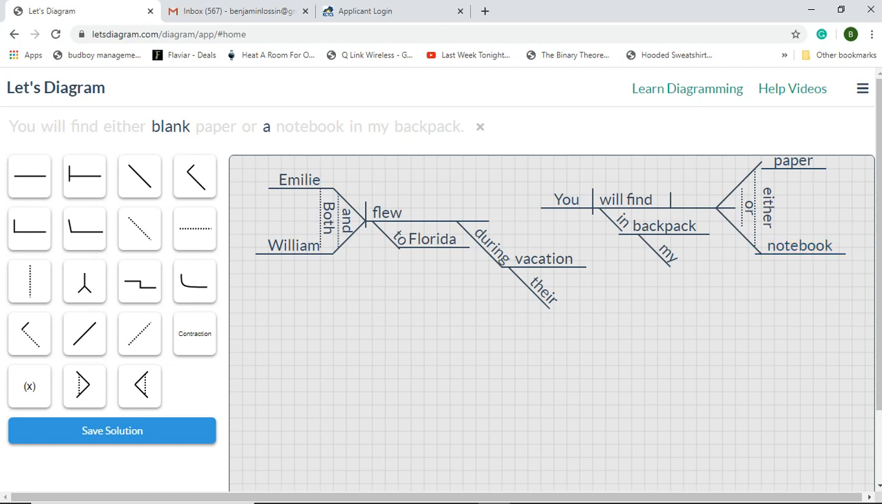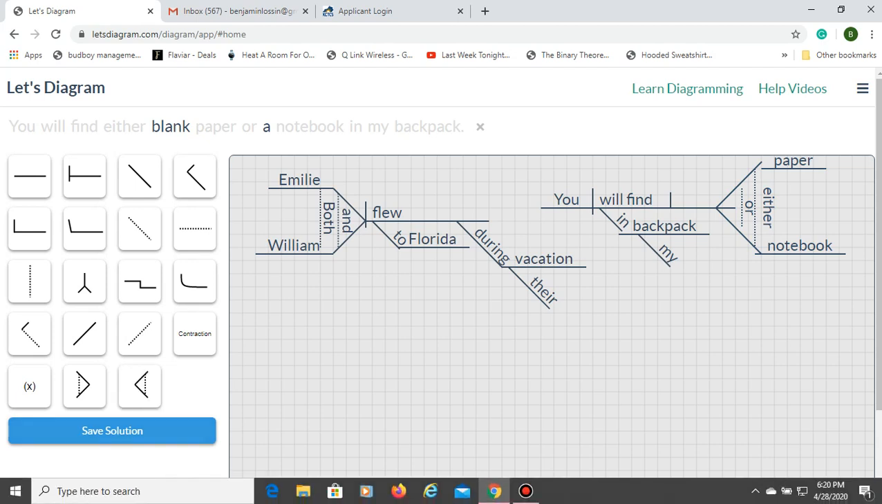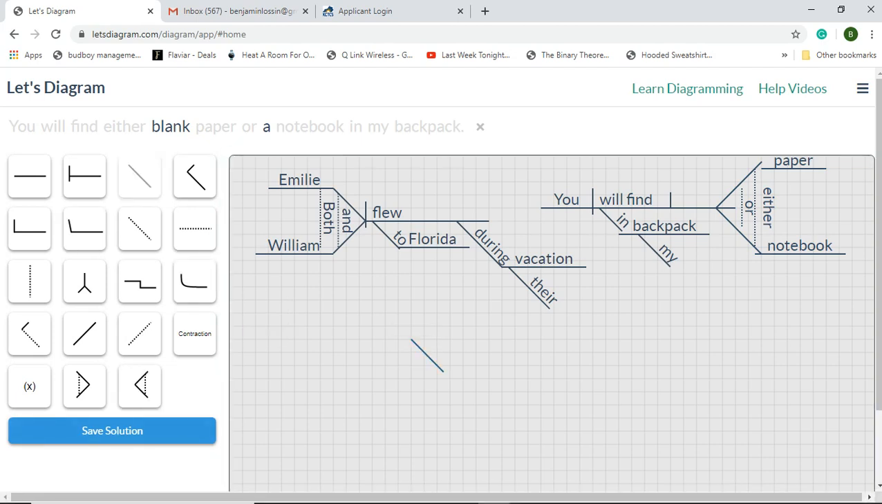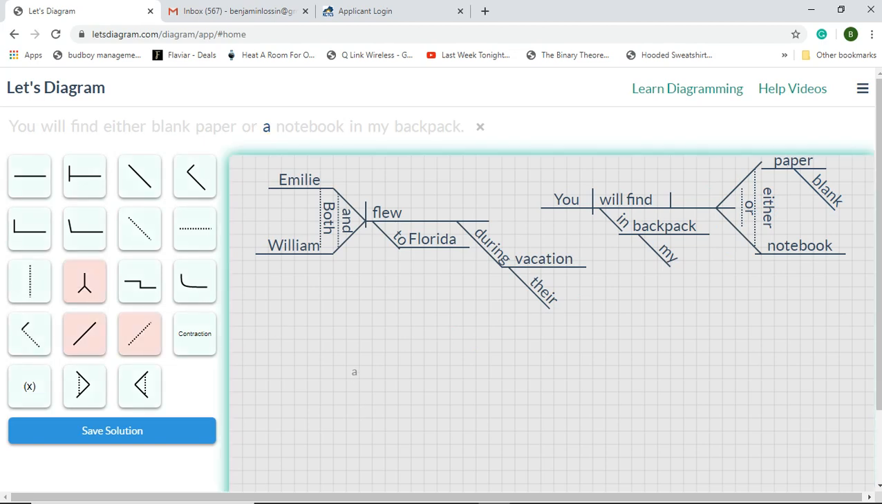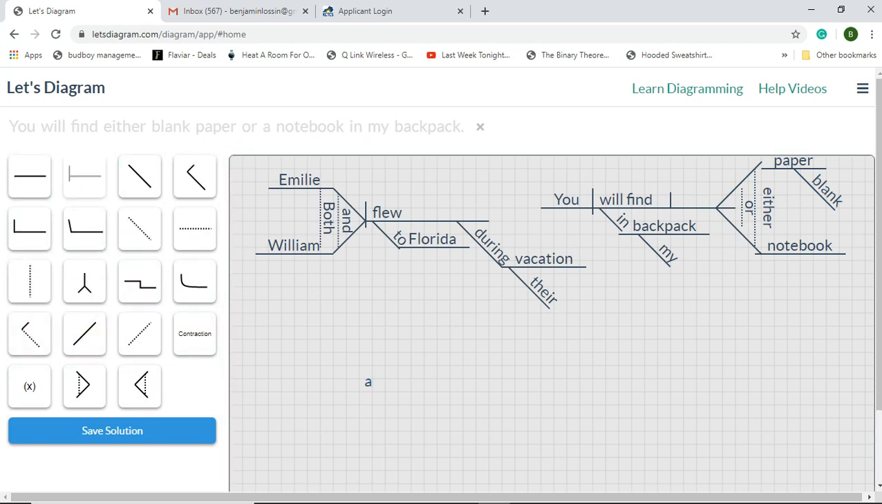So paper is connected by the correlative conjunctions either and or. Okay. What type of paper is it? It is a blank paper. So this is an adjective modifying paper. And what notebook? Then we have a notebook. It's an adjective modifying notebook.